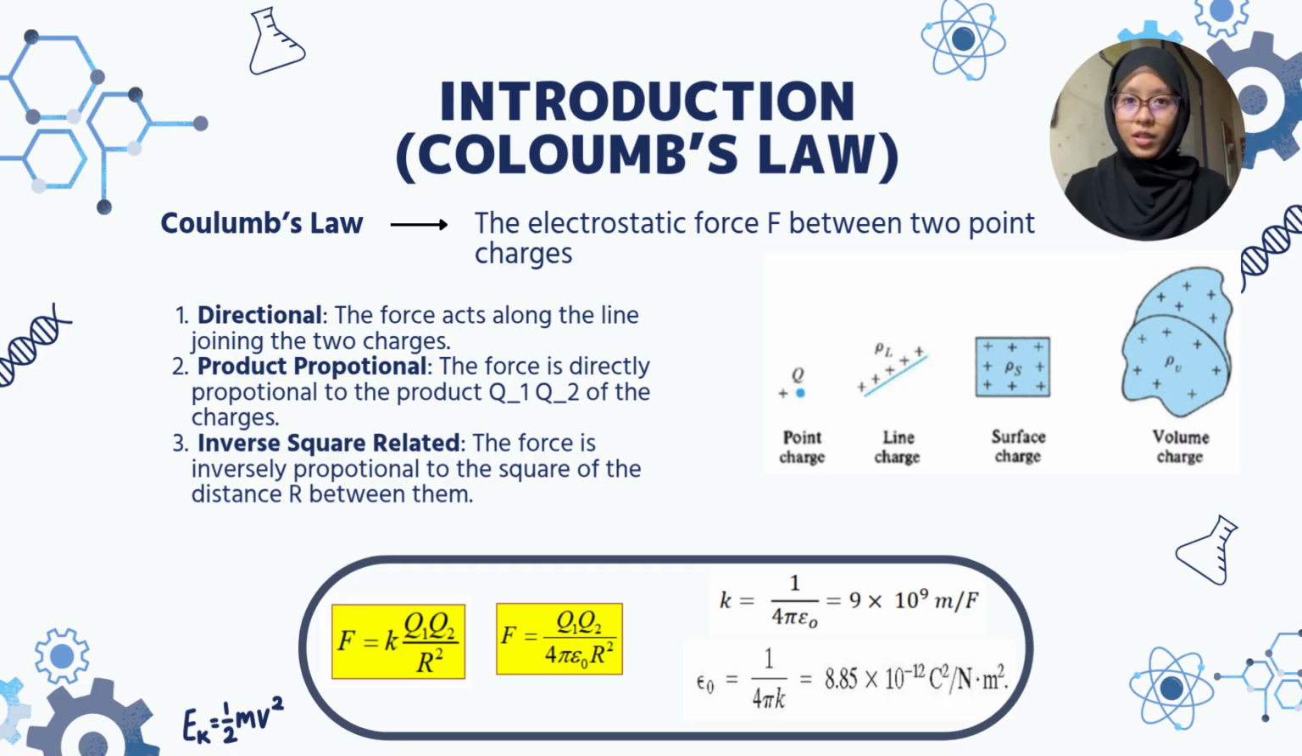We begin with Coulomb's law, which defines the electrostatic force between two point charges. This force is directional along the line joining them, directly proportional to the product of the charges and inversely proportional to the square of the distance between them, calculated using the standard formulas shown here.